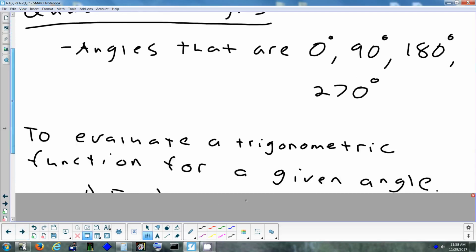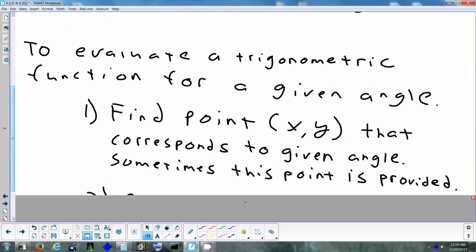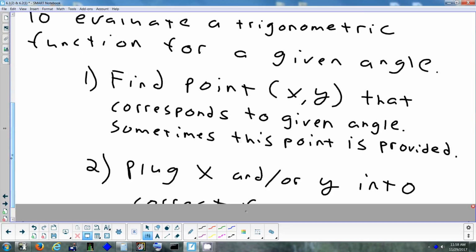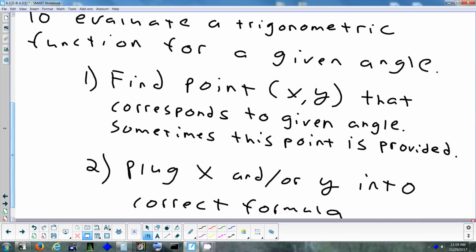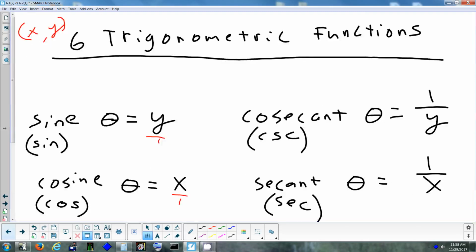Okay, so how do you actually do unit circle trig? Step 1, find the coordinate. In some problems, they'll give you the coordinate. If they give you the coordinate, you're good. You don't have to find it. So step 1, find the coordinate, or if they give it to you, recognize that they gave it to you. Step 2, take the coordinate and plug it into one of these formulas, whichever one they want you to find.